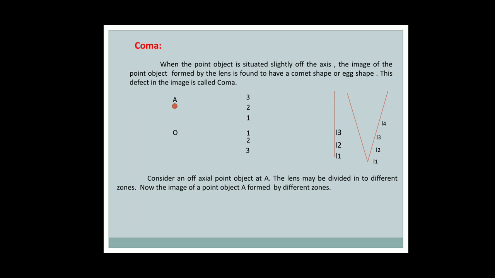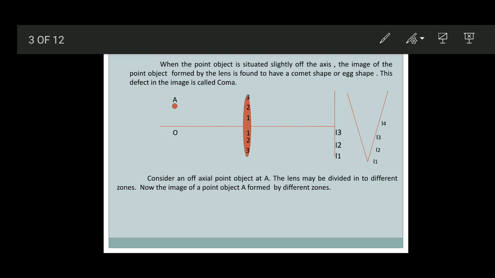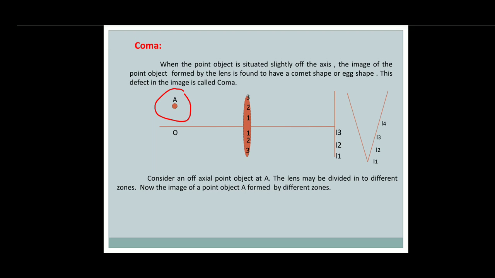So this defect of the image is called coma. When the point object is slightly away from the axis, the image of the point object formed by the lens is found to have a comet shape or egg shape. This defect in the image is called coma. As shown in the figure, this is a convex lens, and this is the principal axis. A point object A is placed slightly away from the principal axis.